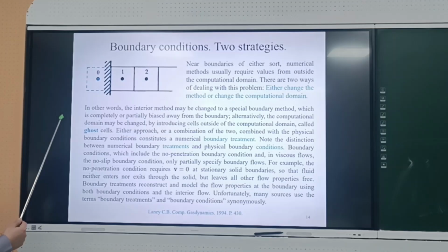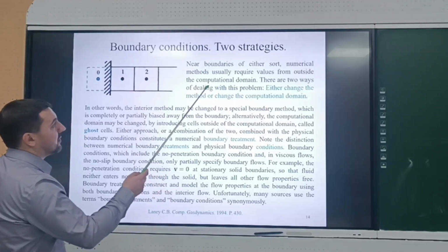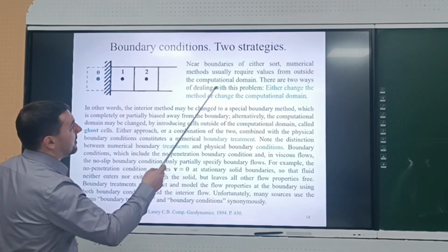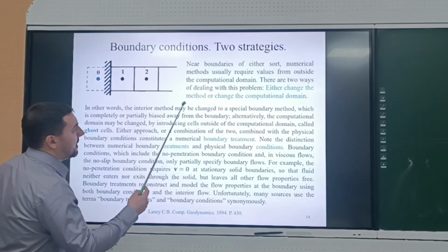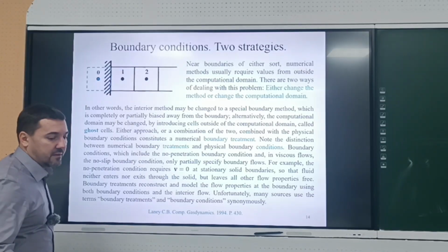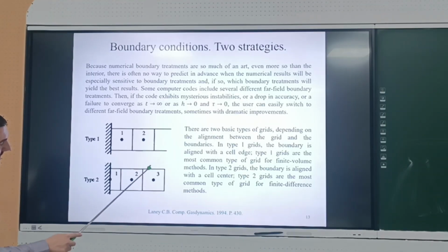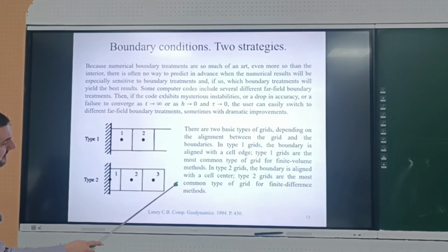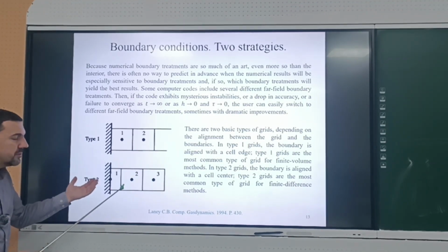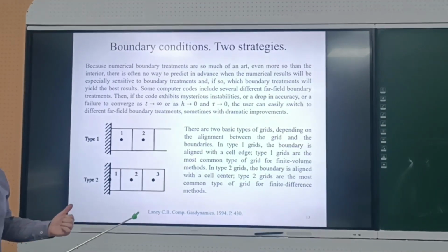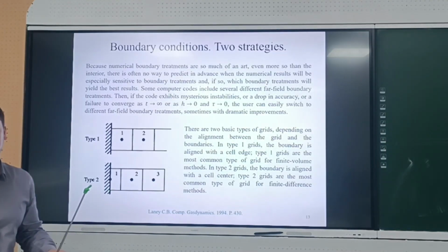What is the main difference between the two strategies? Near boundaries of either sort, numerical methods usually require values from outside the computational domain. There are two ways, again, of dealing with this problem. Either change the method or change the computational domain. If you change the method, for this computational cell everything will be the same. But when it comes to the boundary, you should somehow resolve this situation, and so you will change your numerical method. So the numerical method will not be uniform throughout the computational domain.